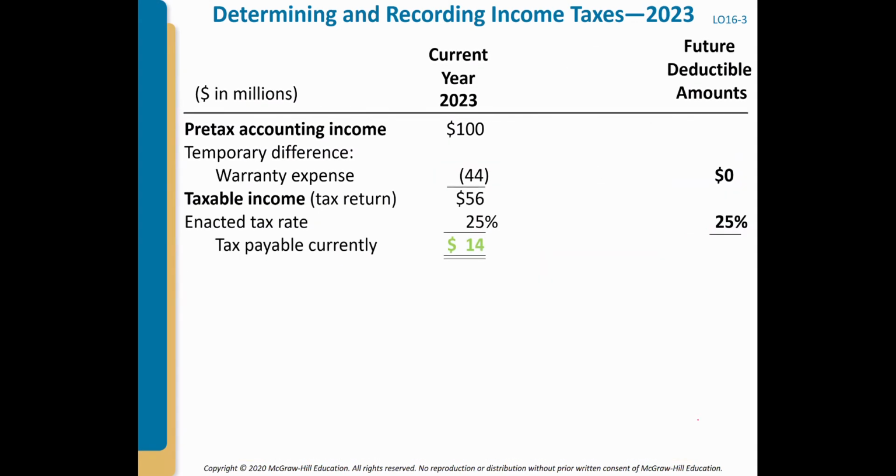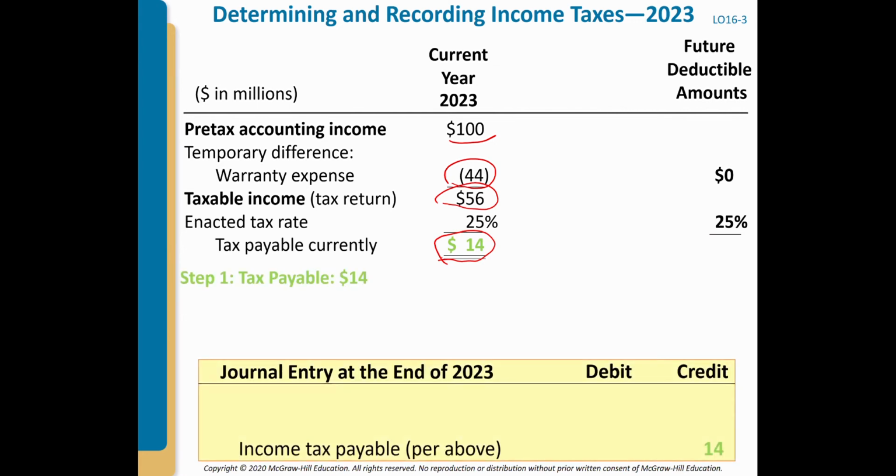How about 2023? It will be similar. Now accounting income is 100. For taxable income, you can deduct 44, because you actually spent 44. So now you are allowed to deduct, and taxable income is 56. 56 times 25%, you get 14. 14 should be the tax we owe right now, which is the income tax payable.